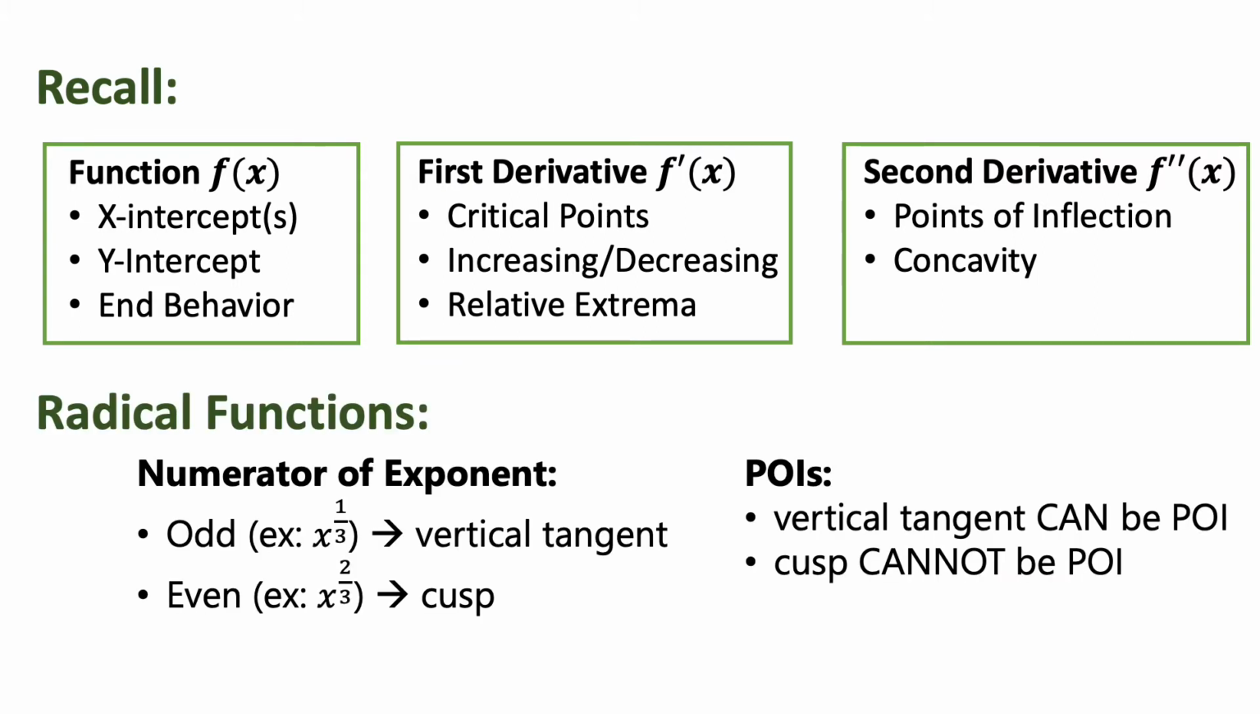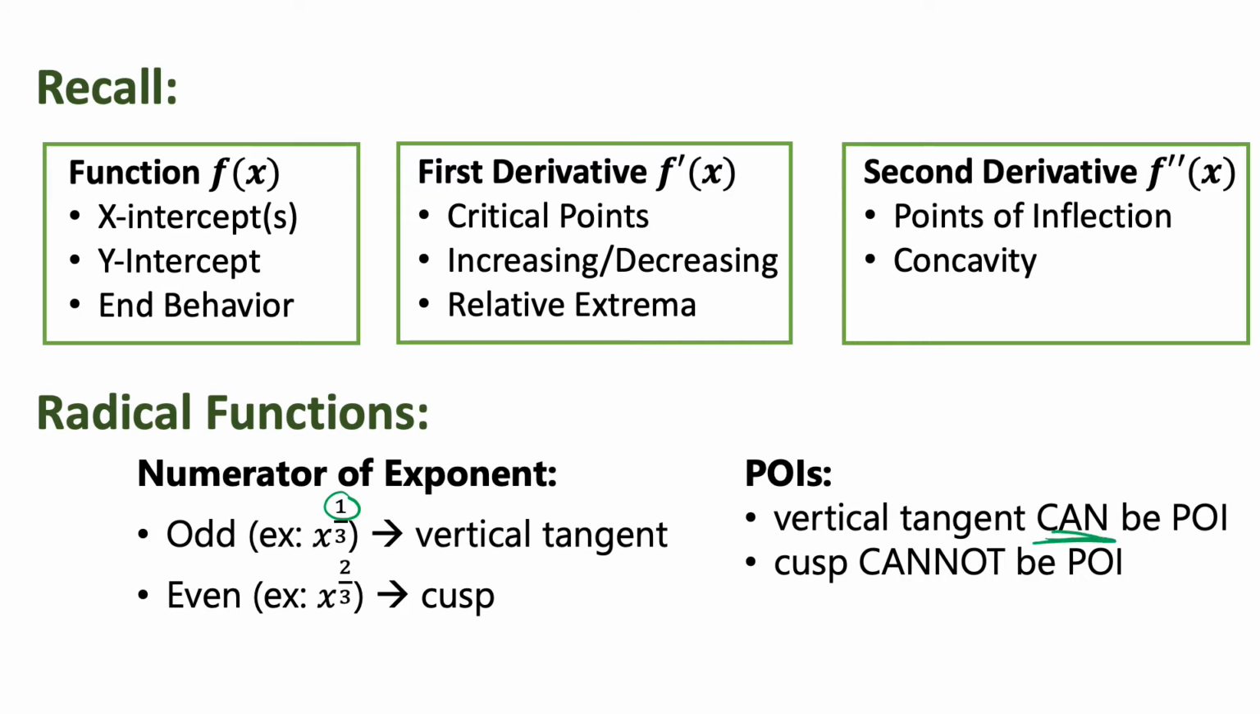Additionally, with radical functions, we're going to be expressing those radicals as a rational exponent, and then we want to take a quick look at the numerator of those exponents. If our numerator is odd, that tells us that we're going to have a vertical tangent. So for example, if we have x to the 1/3 power, since 1 is odd, we would have a vertical tangent, and just to note that a vertical tangent can be a point of inflection.